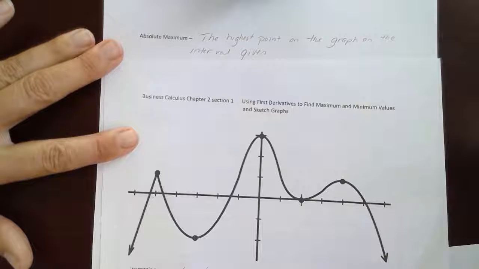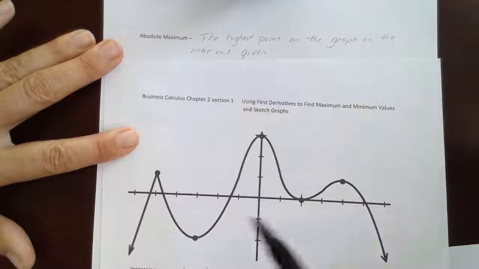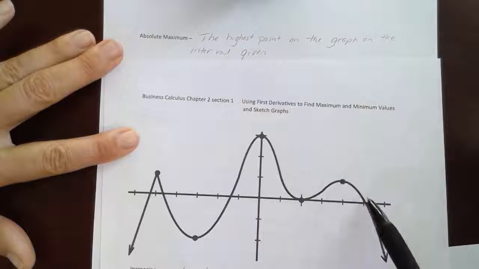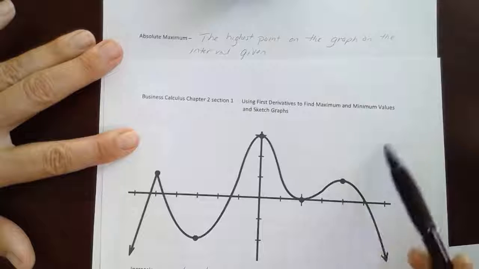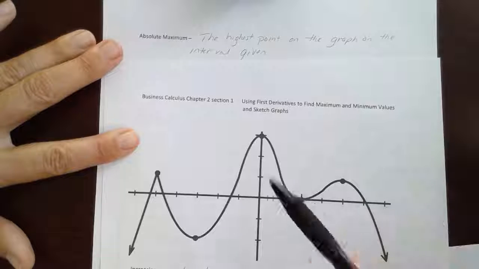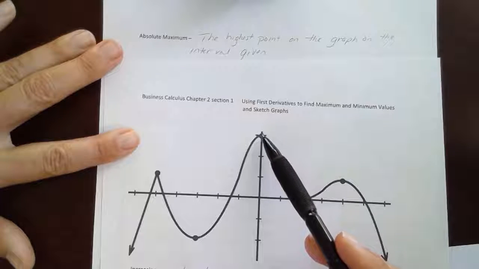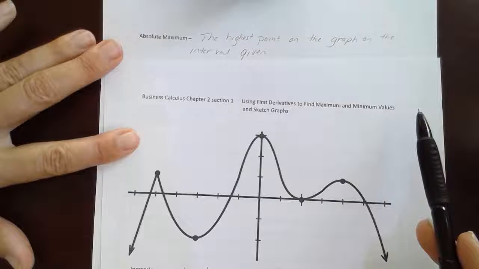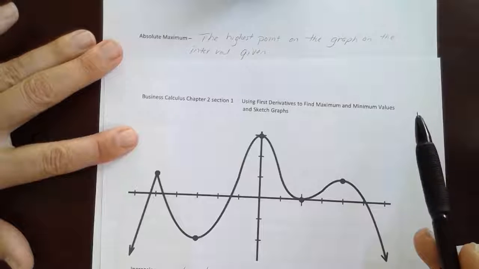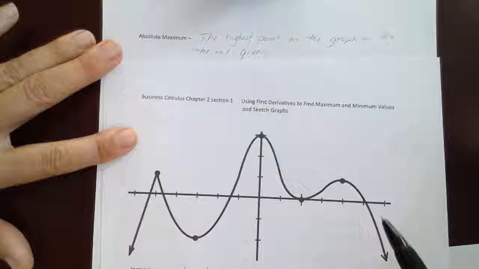It could be that your graph has neither. If this particular graph did not take a turn here and head down and just kept increasing without bound, then it would surpass this y equals 3 at x is 0 and keep going for higher y values, and therefore it would not have an absolute maximum or an absolute minimum value.